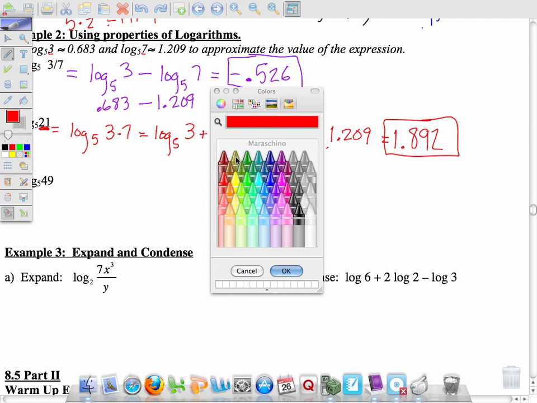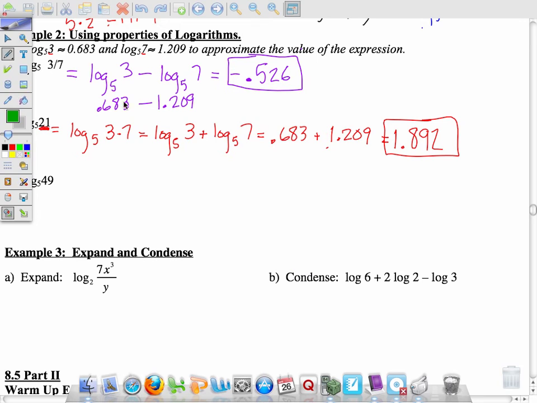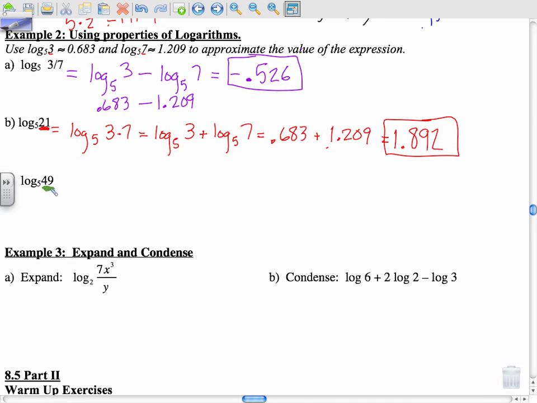And the last one, you're going to have to ask yourself the same question. Let's go clover for this one. Is this 49? How am I going to get this number and this number to be 49? And the answer is, I'm going to take this 7 and square it. So I'm going to rewrite this as log base 5 of 7 squared. Because now I'm going to use my properties, and I know that I can take this 2 and drop it down in front. So I end up with 2 log base 5 of 7.